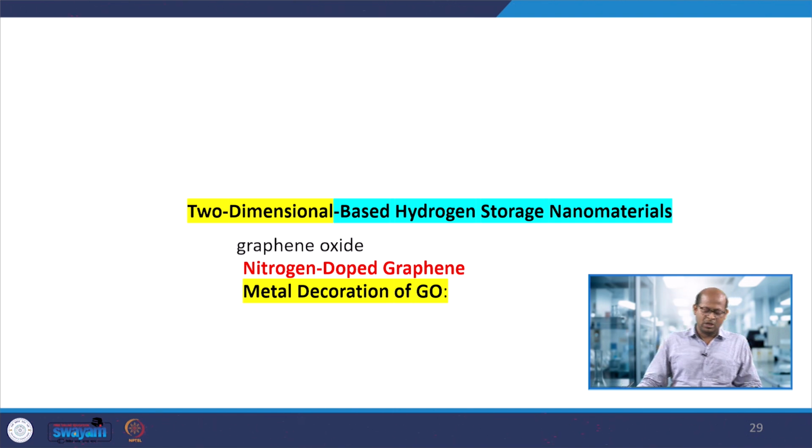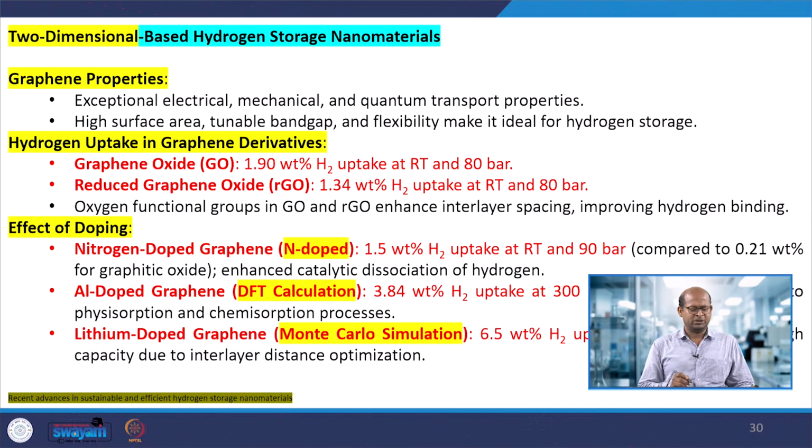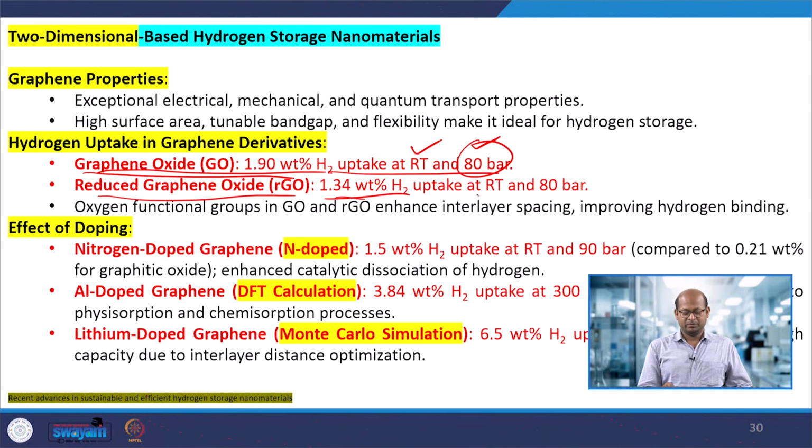So here also different two dimensional materials, that is graphene or reduced graphene or metal decorated graphene oxide. So here I am not going to discuss more details. So here it is given. So here you can see when we use normal graphene oxide, it can uptake up to 1.9 weight% of hydrogen at room temperature and 80 bar pressure. So in this case extremely high pressure we have to use, 80 bar. When that same material is reduced, that is reduced graphene oxide, it stores a comparatively lower amount of hydrogen. So 1.3 weight% of hydrogen can be taken up at room temperature and the same 80 bar pressure.